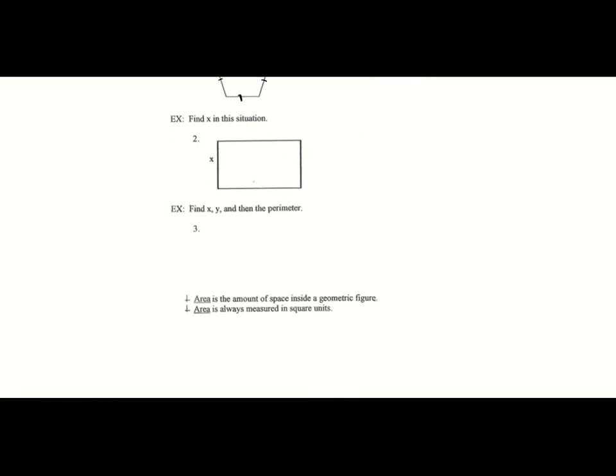Okay, in our next example, it says find x in this situation. So we have a rectangle, and our situation is that the perimeter is 32. This is our given information, and the length of our rectangle is 12 centimeters. We want to know what is x.